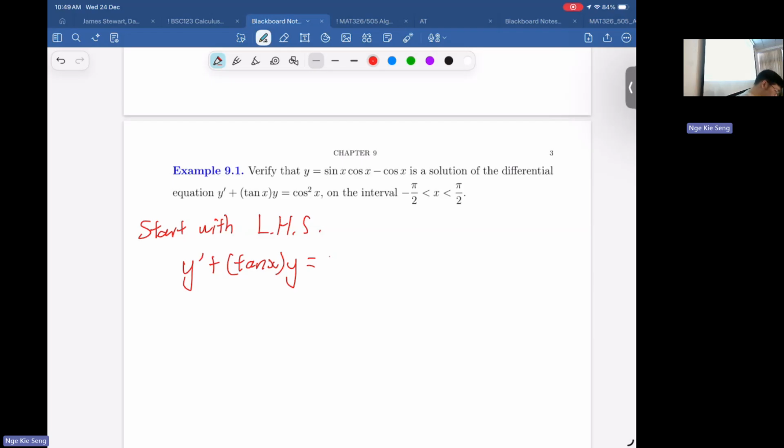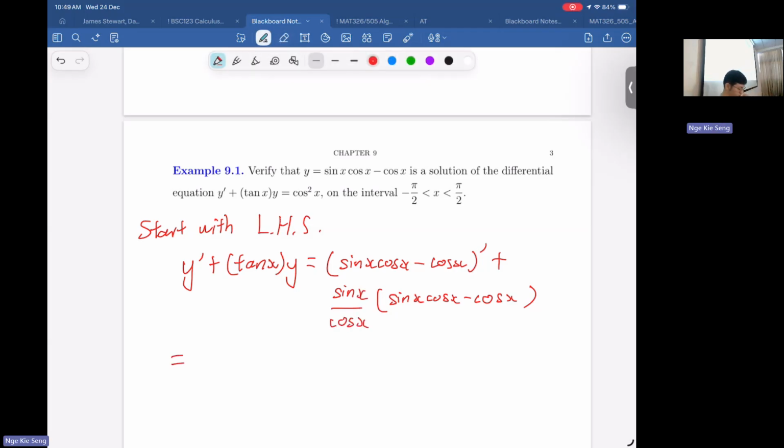So what's our y here? It's sine x cos x minus cos x, prime, times tangent x times sine x cos x minus cos x. But we know that tangent x is sine x over cos x. This will help us to cancel out stuff later. So you take the derivative of this sum here.